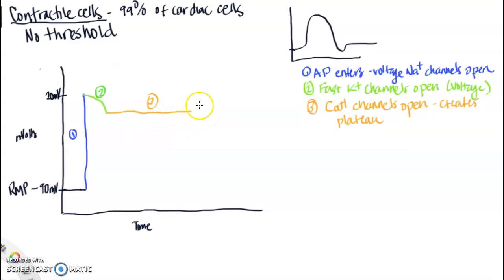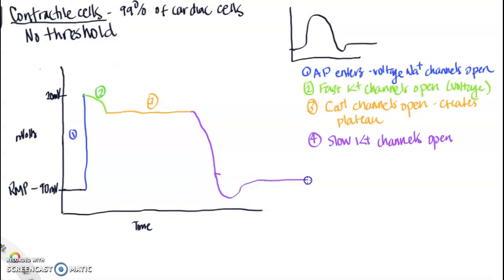And then suddenly we get slow potassium channels that open. And the slow potassium channels then cause repolarization. And then you still have the same thing here, and then back to resting membrane potential.